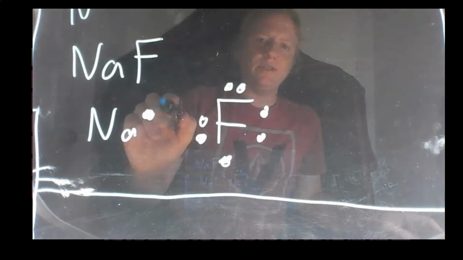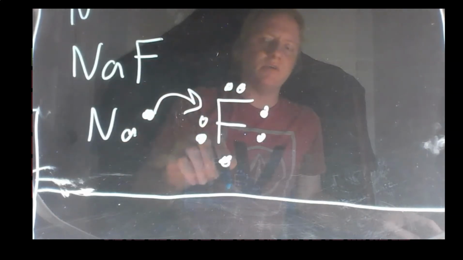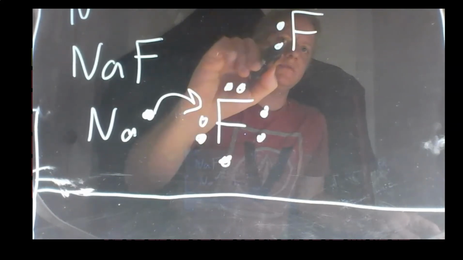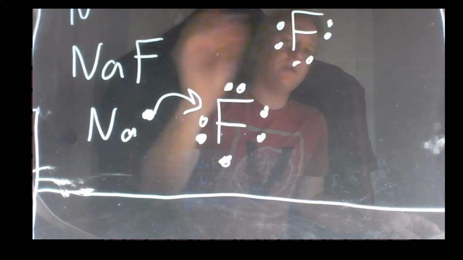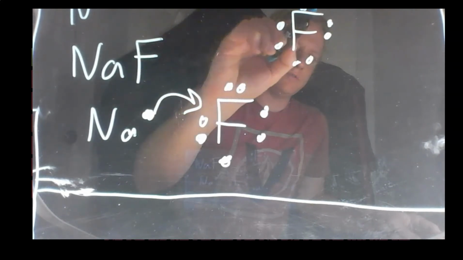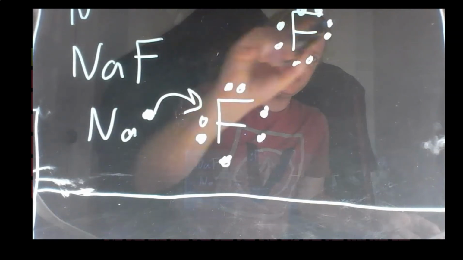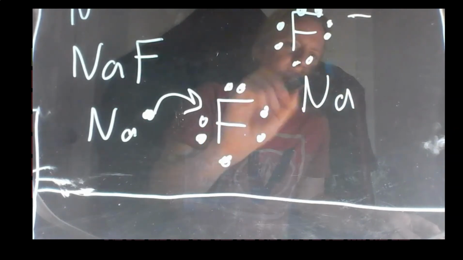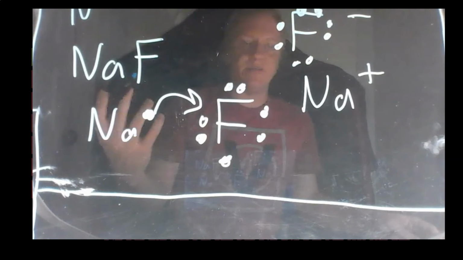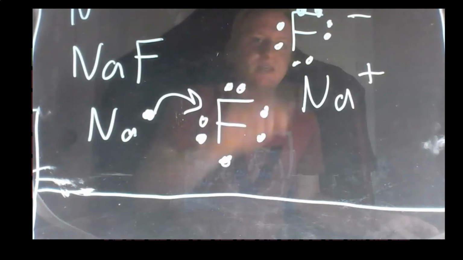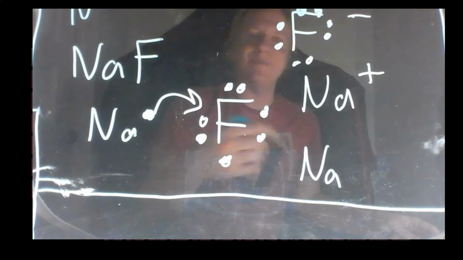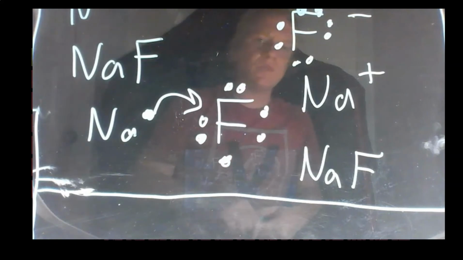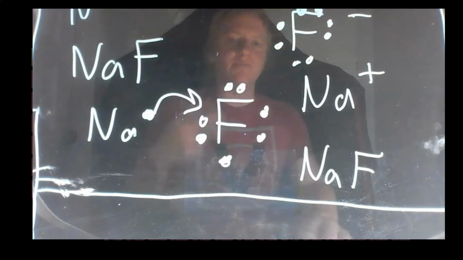So this atom is going to give its electron away, which is going to leave fluoride an extra electron. And that's going to mean it's going to have a negative charge. And our sodium now has lost an electron, so it now has a positive charge. Because these things are oppositely charged, they're now going to be attracted to one another, and you're going to have a neutral molecule of sodium fluoride.